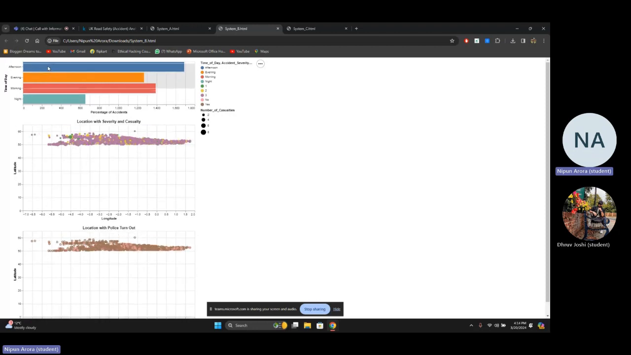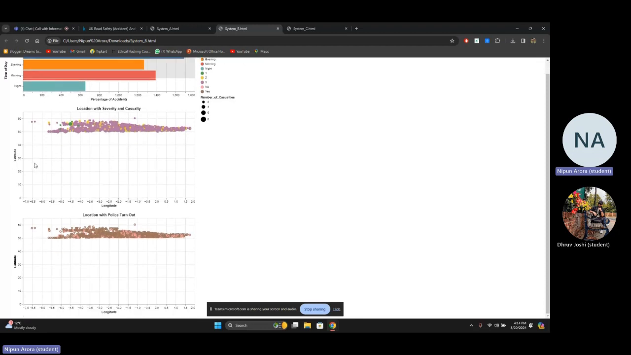It's going to select a particular area from, let's consider, the middle of the afternoon to the end of the morning of the next day. So it's going to tell me the location with the severity and casualties of that area. It's going to be a latitude versus longitude graph, and that will show us the exact pinpoint location.